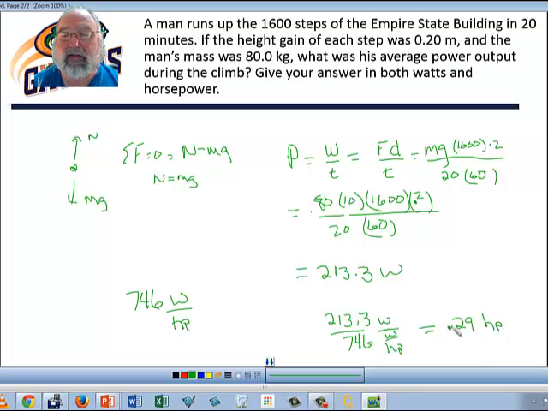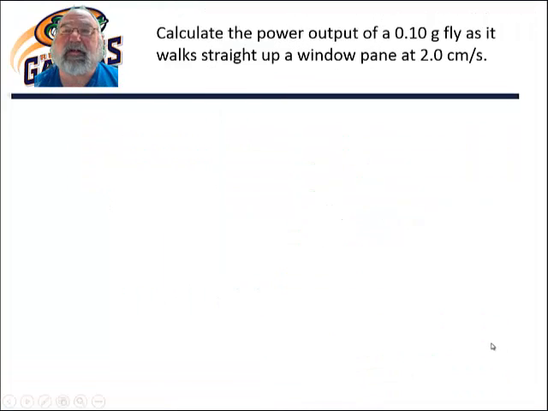Okay, so that doesn't sound like very much. But you run up the Empire State Building in 20 minutes and see how you feel after that. Okay, next up. Calculate the power output of a 0.1 gram fly as it walks straight up a window pane at 2 centimeters per second.